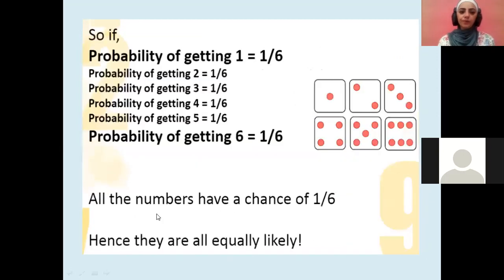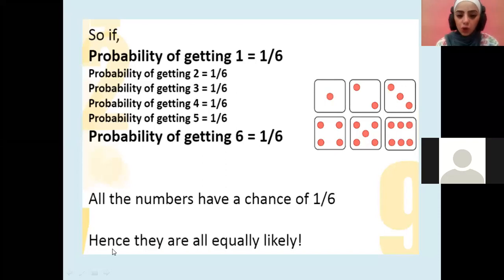Okay, now the probability of getting 1 here is, as we said, 1 over 6. Here we have only one face that has number 1. The probability of getting 2 is also 1 over 6, because there is only one face that has number 2. Same thing for 3 and 4 and 5 and 6. All the numbers have a chance of 1 over 6. So that's why we call them equally likely. They are all equally likely. They have the same probability.